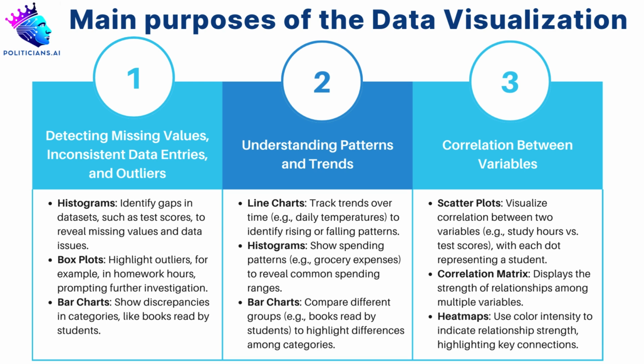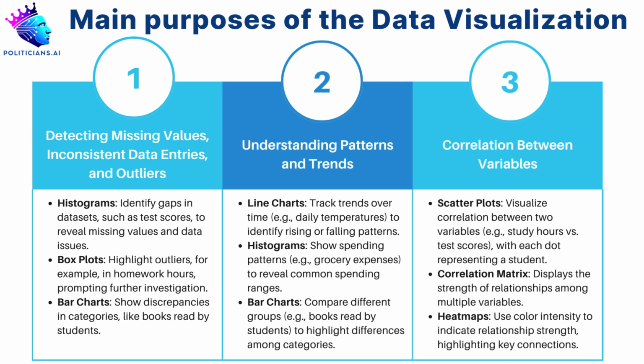Bar charts help us compare different groups. For example, if we want to compare how many books students from different grades have read, a bar chart can easily show which grade reads more. This comparison helps us see differences between categories like grades, age groups, or product types. These charts help us understand what's happening in the data over time or between different categories, giving us insight into the overall situation.